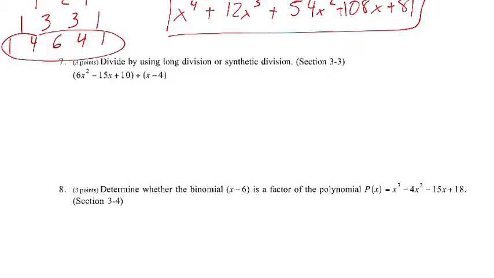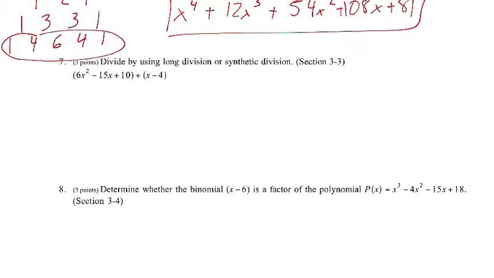Number 7 says divide using long division or synthetic division. One thing you need to pay attention to, regardless of whether you're doing long division or synthetic division, is if there are any missing terms. So, say for example, we had x to the third, and we didn't have an x squared term, well, we need to include 0x squared.